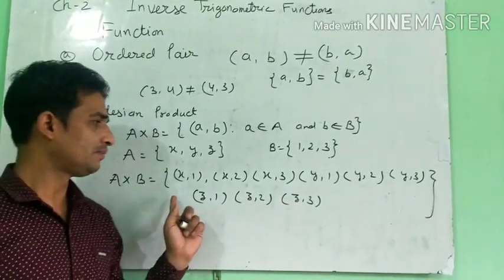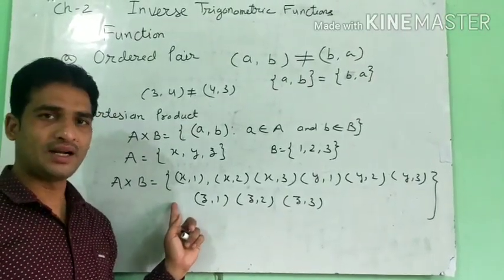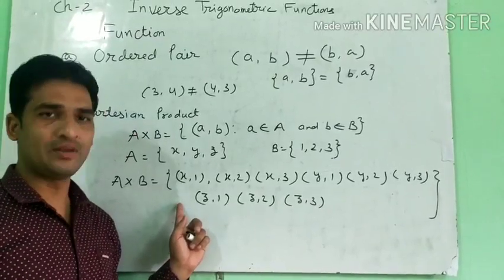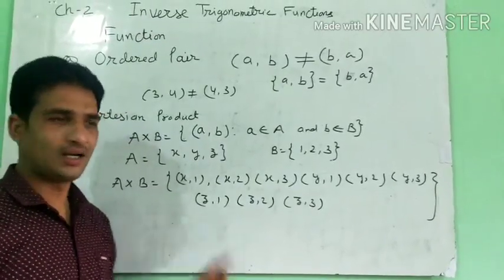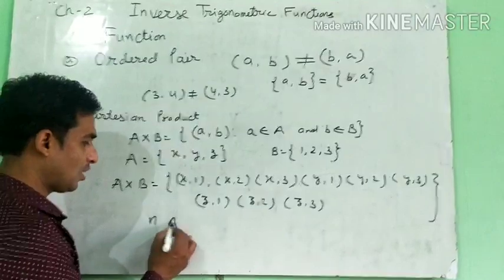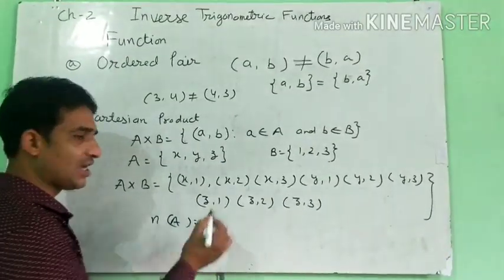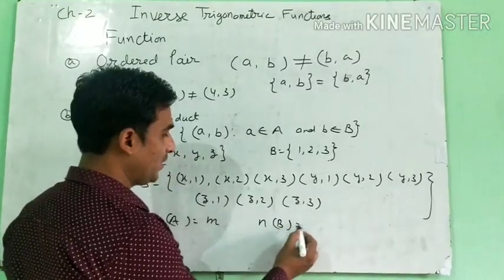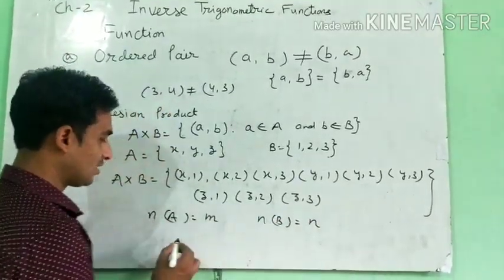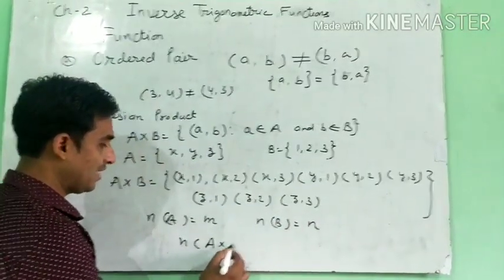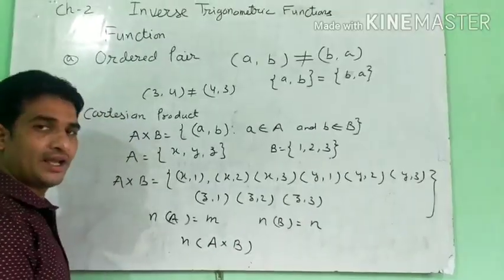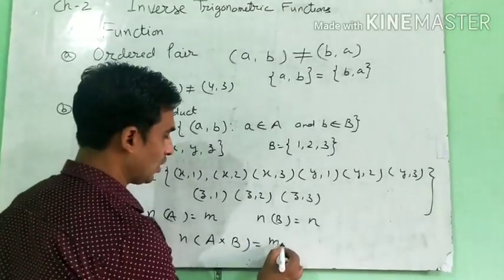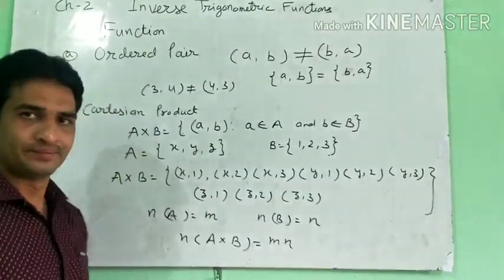In this case, the A cross B contains 9 elements. So in general, if number of elements in A is m and number of elements in B is n, then number of elements in A cross B is equal to m times n.